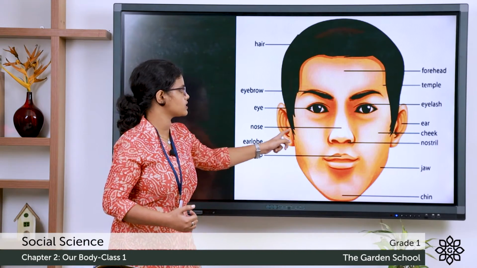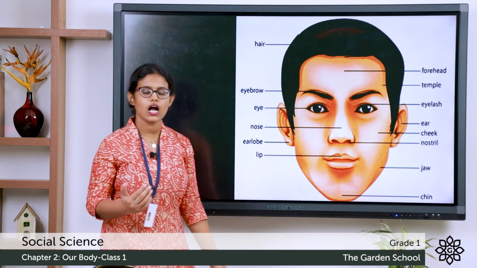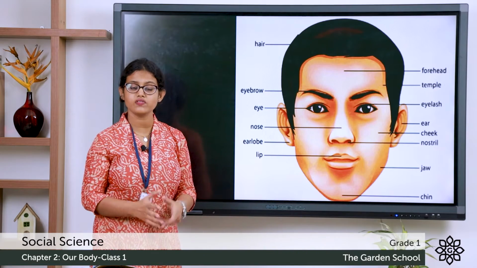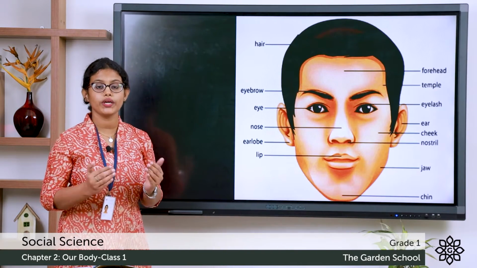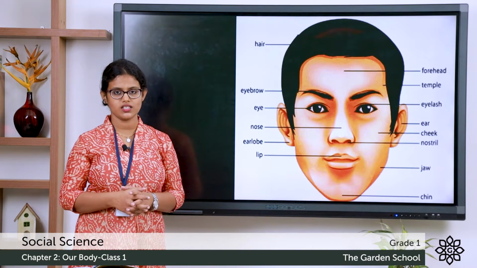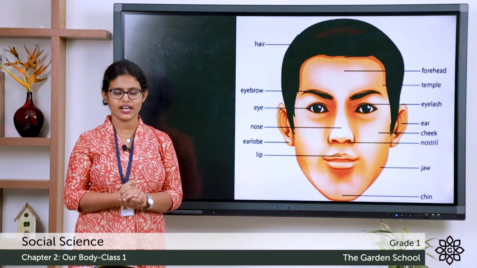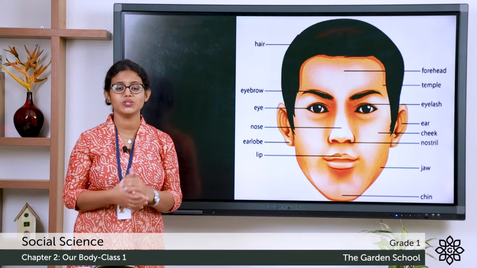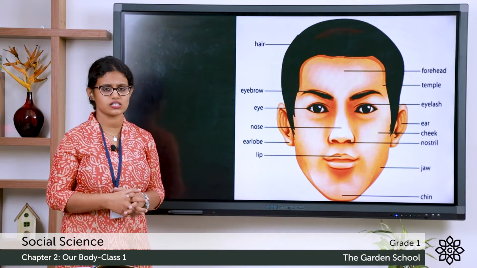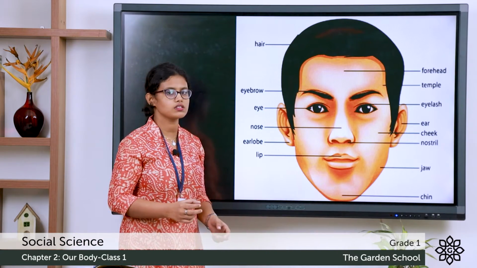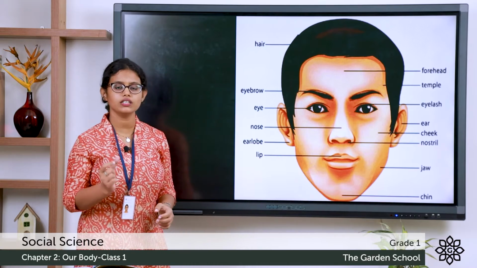Then next comes the ear. How many ears do we have? We have 2 ears. We hear with our ears. You all like to listen to music, right? So how do you listen? You listen with your ears. And below that is the round part called the earlobe.